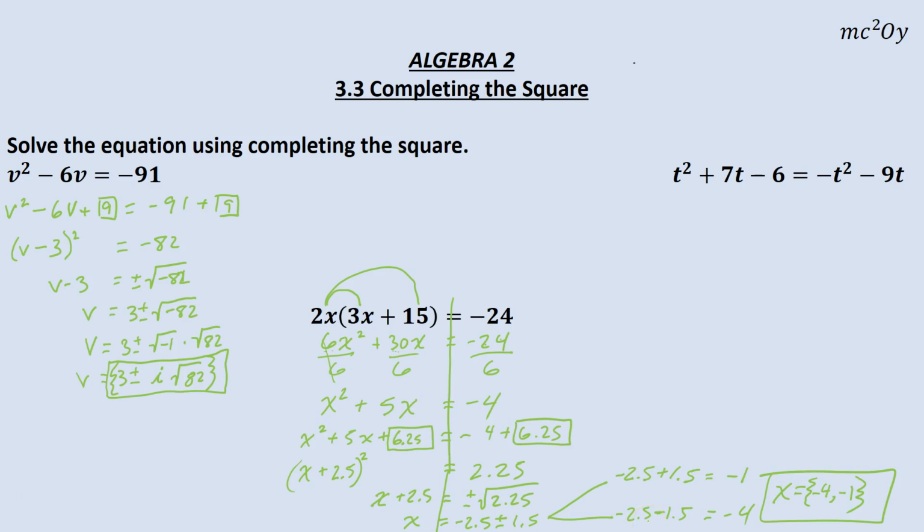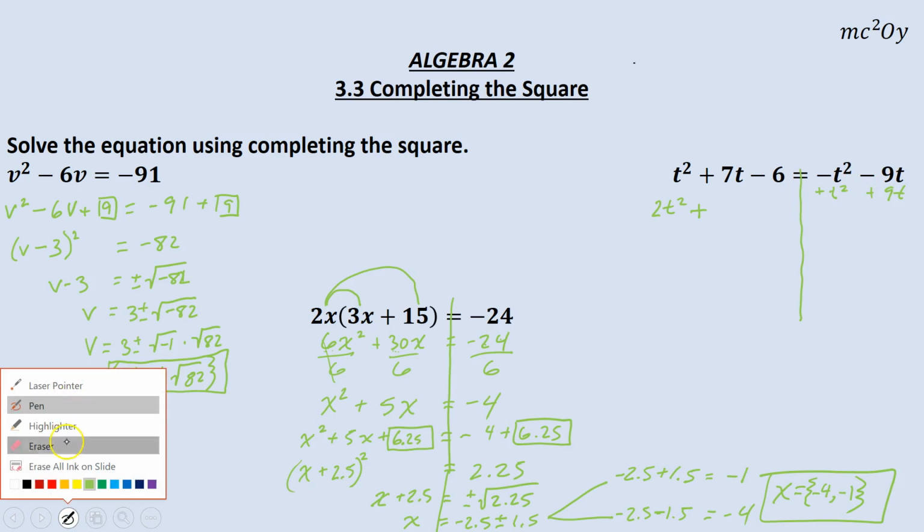Let's go ahead and try one more here. I'm going to start by adding t squared to both sides on this one. So we'll add t squared over. Getting it in standard form, we'll also add the 9t over. So add t squared, add 9t. We're going to do that on both sides. Maybe I should actually show that.